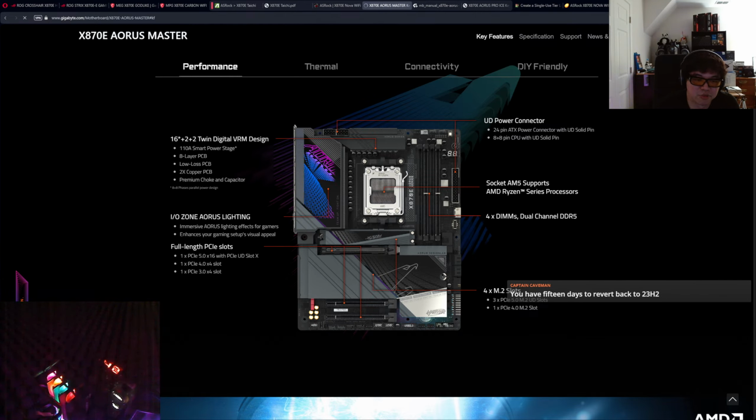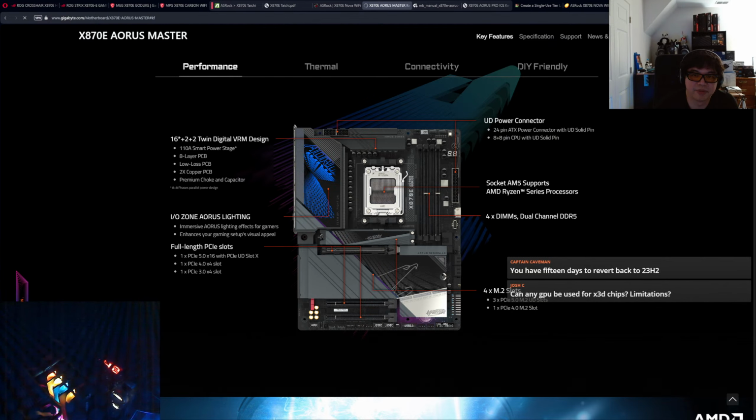I think I'm still on 23H2. I don't think I upgraded any of my PCs.